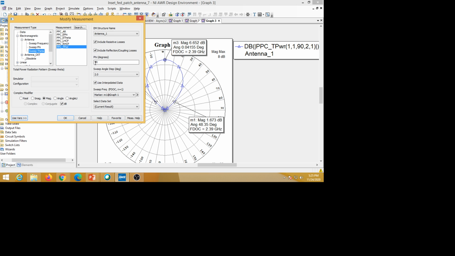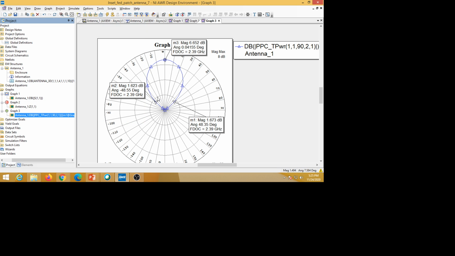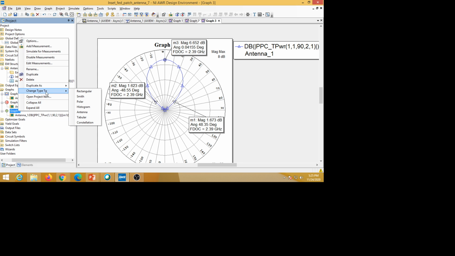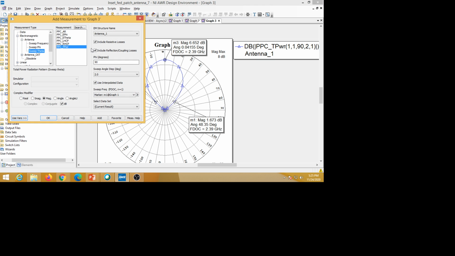This is the theta. Okay, 90 degree, and here only you can add 90 degree, you will be getting this. Again this is for theta is 90 degrees. See here, phi 90 degree, the plot is like this. Or you can use graph 3 and add that also; add measurement, 90 degree we have already, add 0 degree also. Okay, you will be getting both.